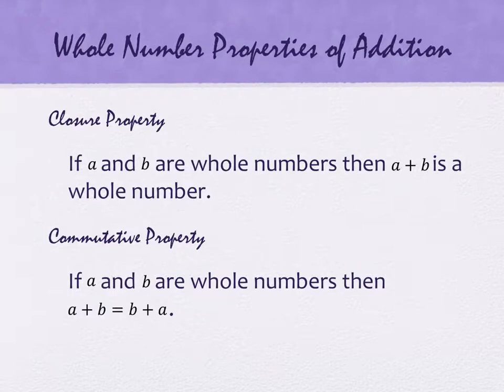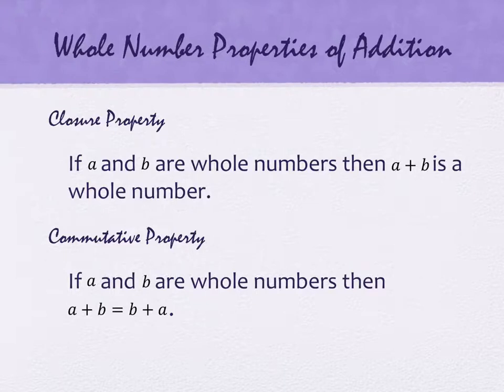But there are other things that do have this property. For example, let's say you added together an even number and an even number. Do you always get an even number? Yes, you do. So even numbers have this property as well. So some groups of numbers have closure and some groups of numbers don't.